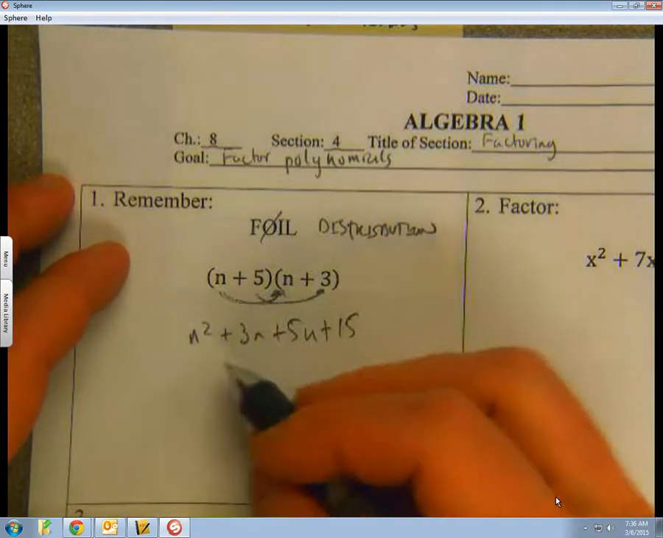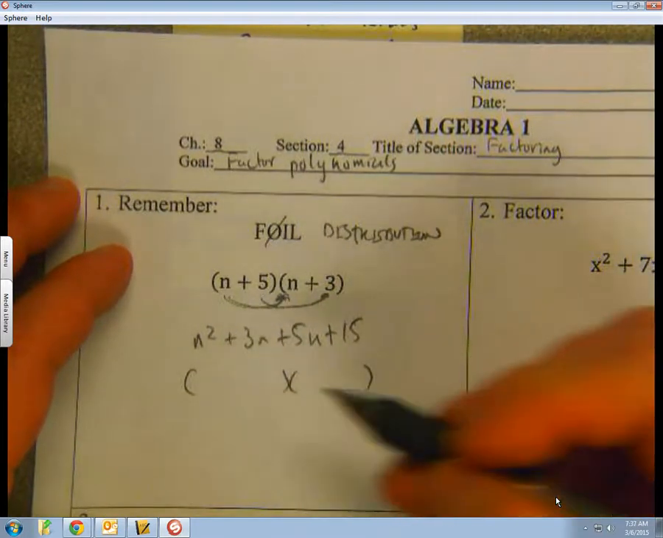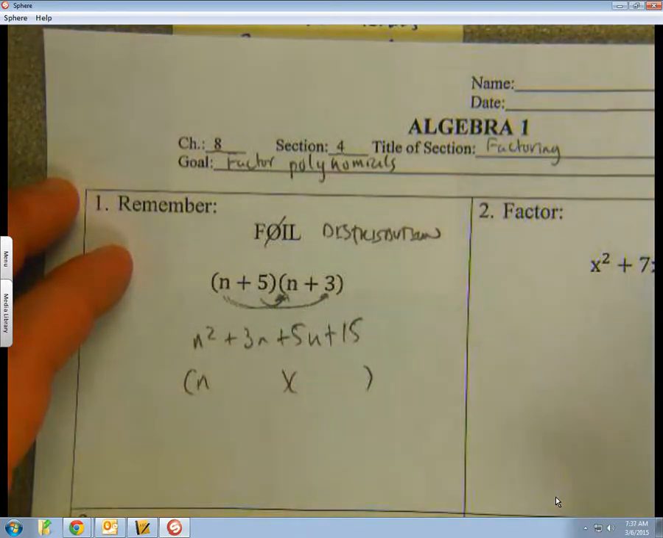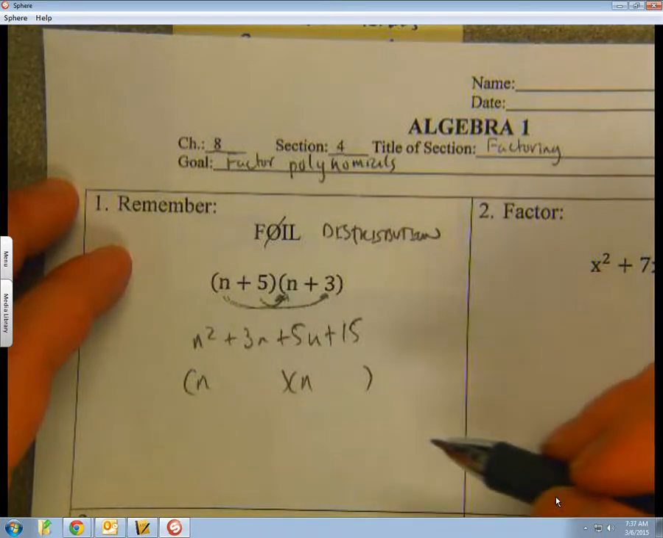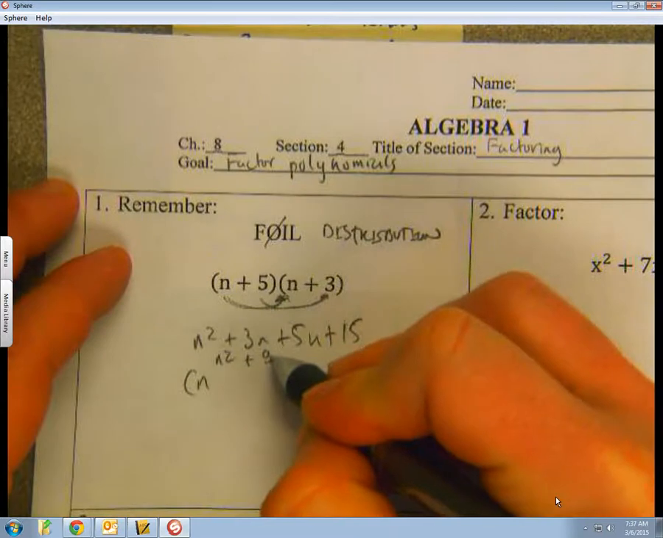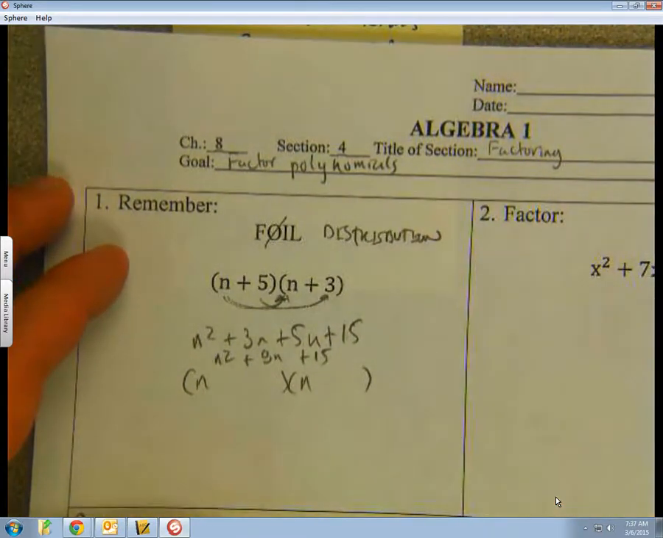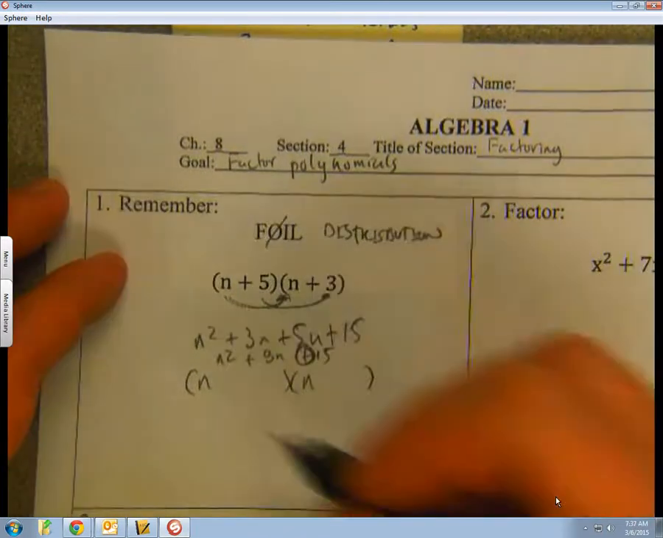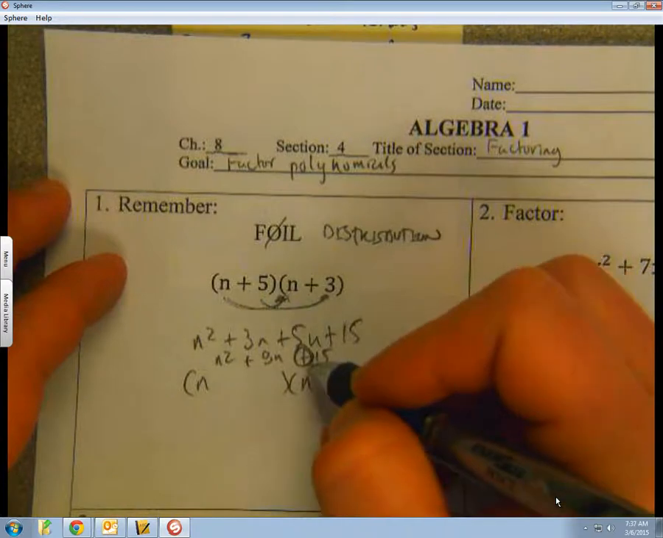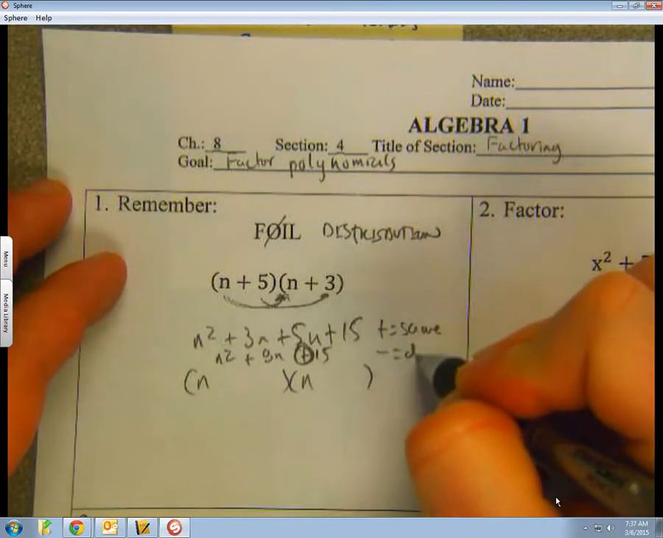So if I was here, first thing I'm going to do without hesitating is start with this and this. I would also combine this here and get n squared plus 8n plus 15. Now I'm going to look at this sign. This sign tells me whether the signs inside here are the same or different. If it's positive, it's the same. If it's negative, they're different.